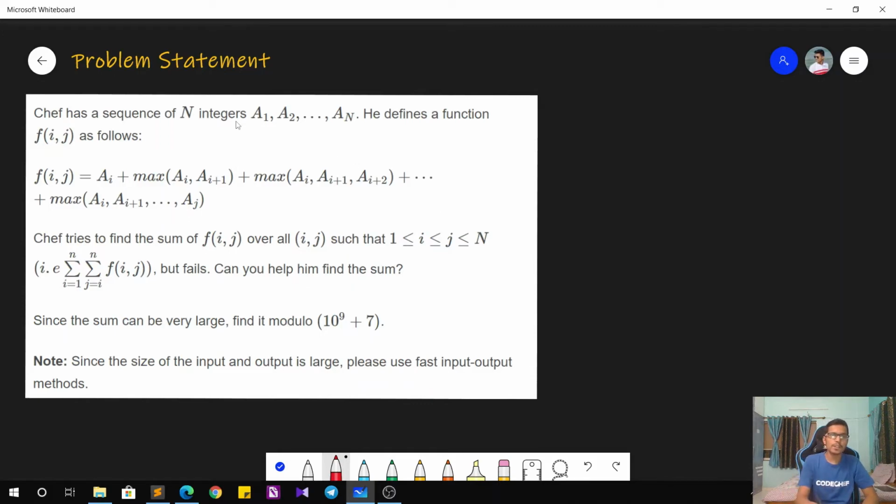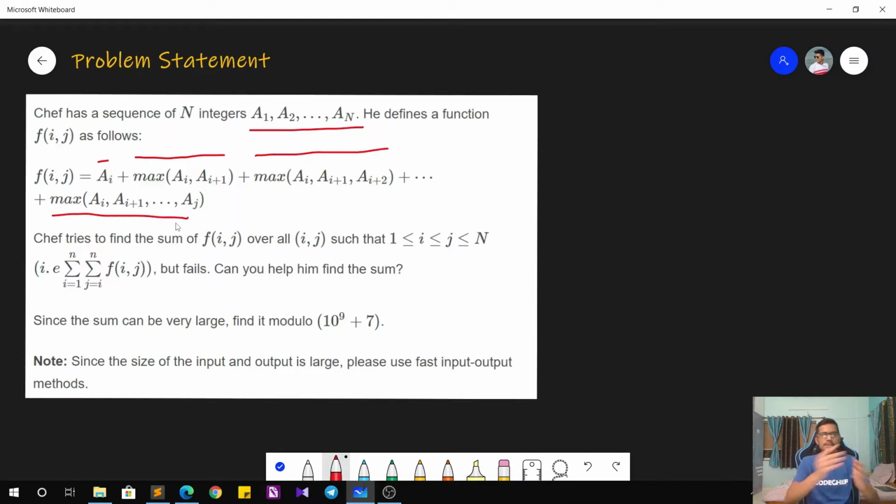Chef has a sequence of N integers, that is, A1 to AN. Now he defines a function f(i,j) as follows. It is the element Ai plus maximum of Ai, Ai+1, then maximum of Ai and the next two elements, and so on up till the maximum of elements from Ai till Aj.